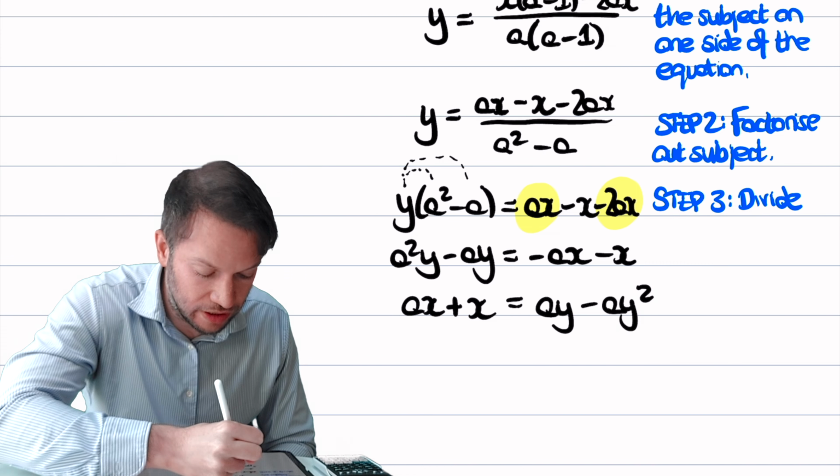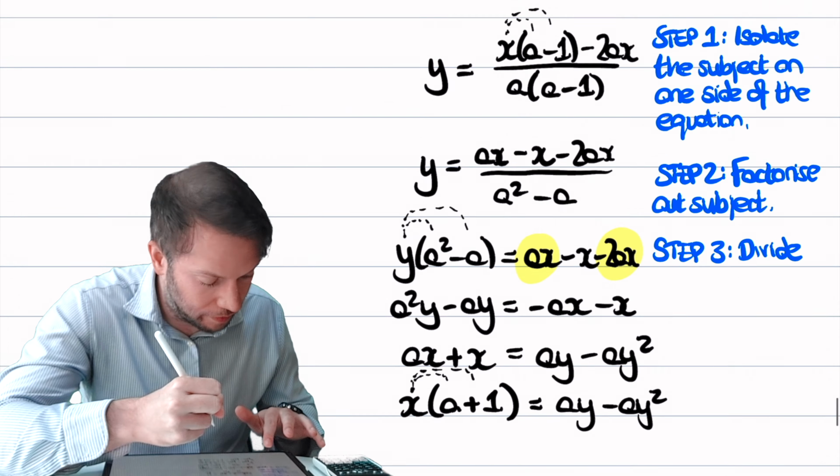Step 2 is to factorize out the subject. So we factorize out the subject of x. Now x times what is ax? It's a. And x times what is plus x? It's plus 1. And then the final step is to divide.